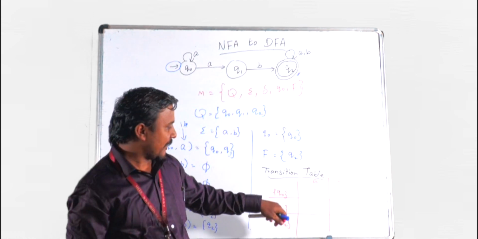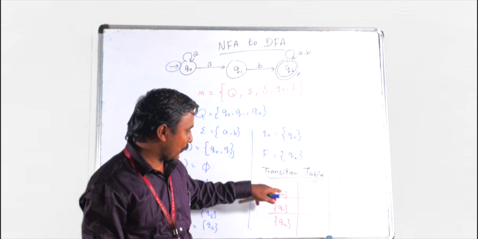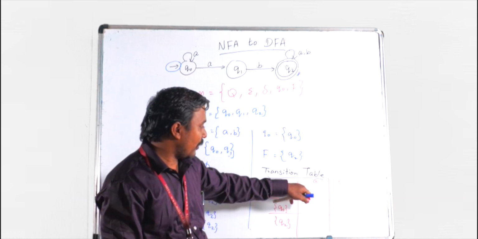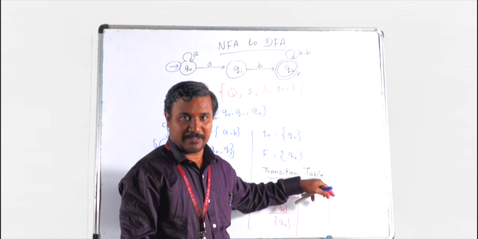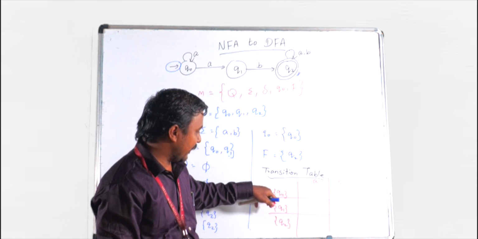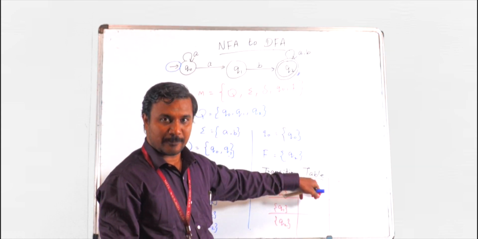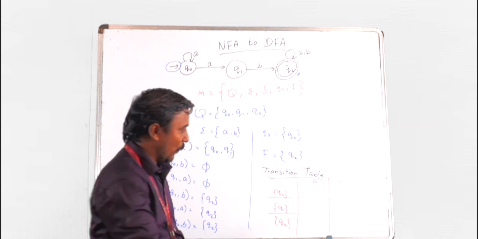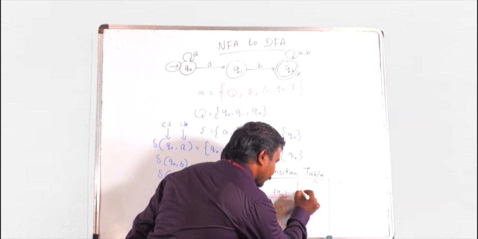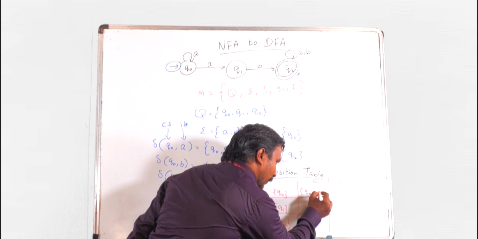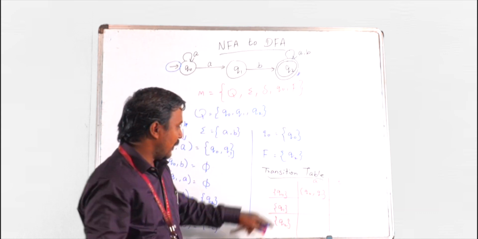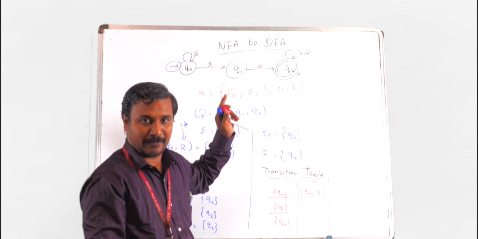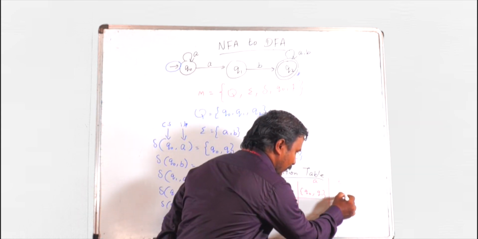Now you can see these rows and columns. Row wise, we have the different states, and column wise we have the input symbols. When I am applying Q0 and A input, what state am I reaching? I am reaching Q0 and Q1. So Q0 comma Q1 will come. And when I am going for Q0 comma B, there is no transition available. So here, none.